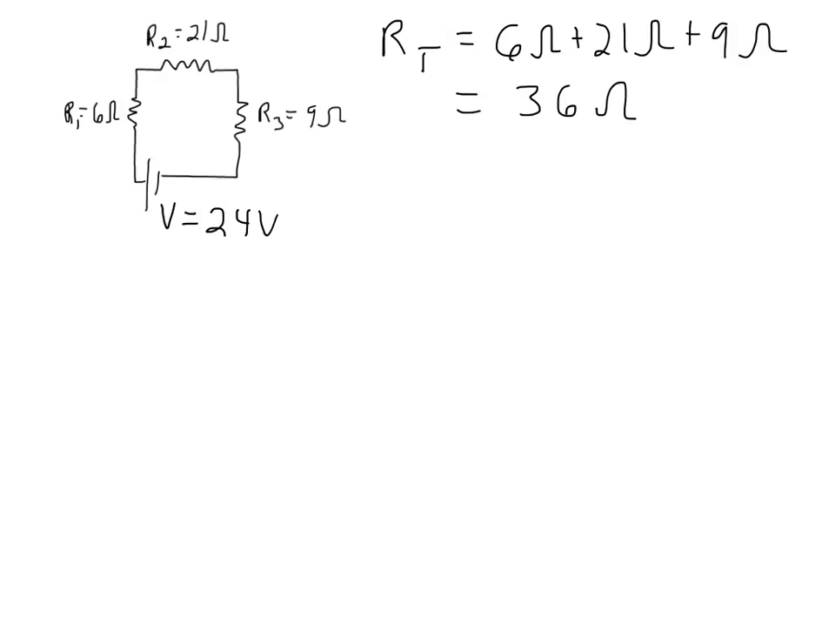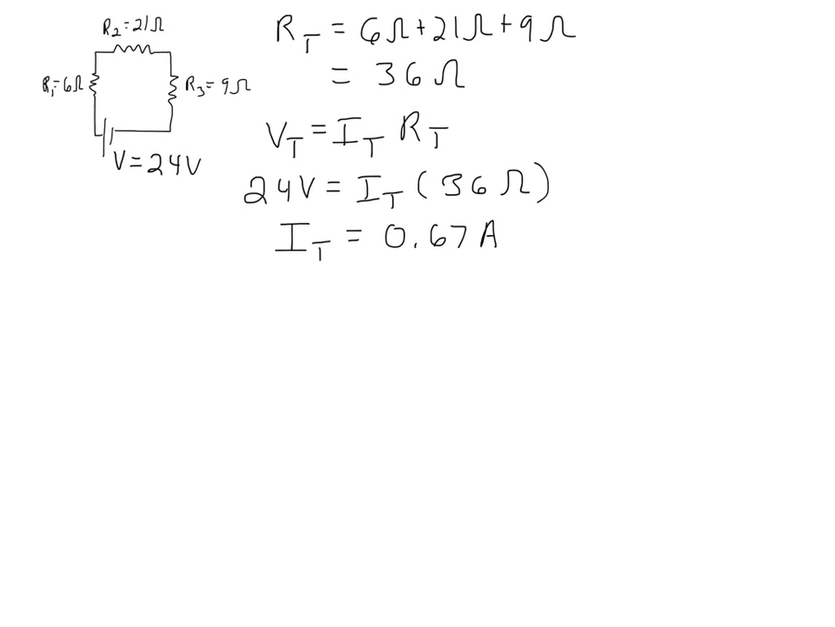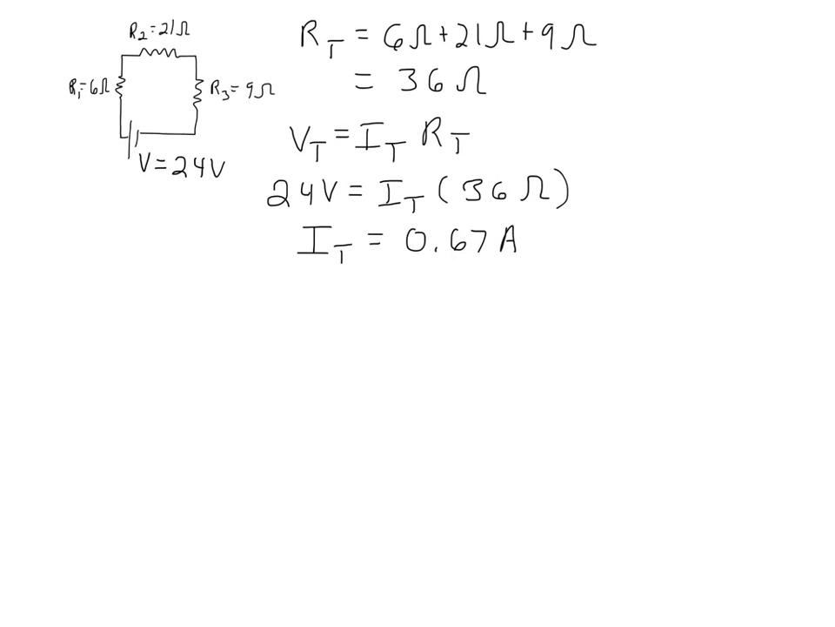Now we're going to find the total current in the circuit using V equals IR. Let's say V total equals I total times R total. So we get 24 volts equals I total times 36 ohms. And our total current in the circuit is equal to 0.67 amps. So that is our total current in the circuit.